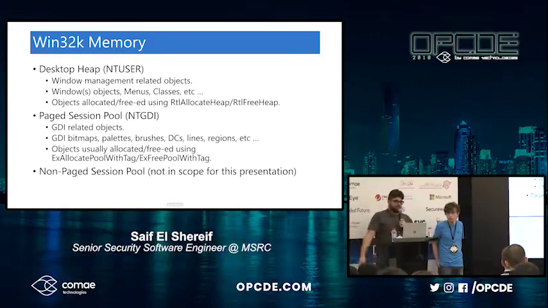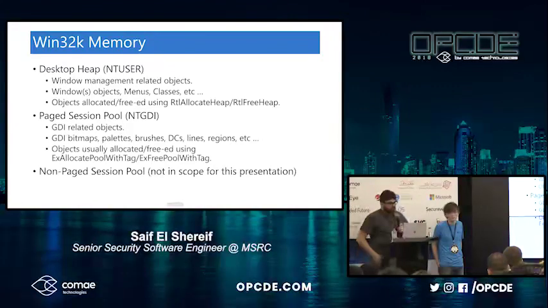The next one is the paged session pool, which we dubbed NT GDI, which contains GDI related objects, and that contains bitmaps, palettes, brushes, DCs, lines, and regions. The thing I have to say here is that most people think that these objects, since you call them from user mode, are actually allocated in user mode, but in fact they're allocated in kernel. And these objects are usually allocated and freed using ExAllocatePoolWithTag and ExFreePoolWithTag.